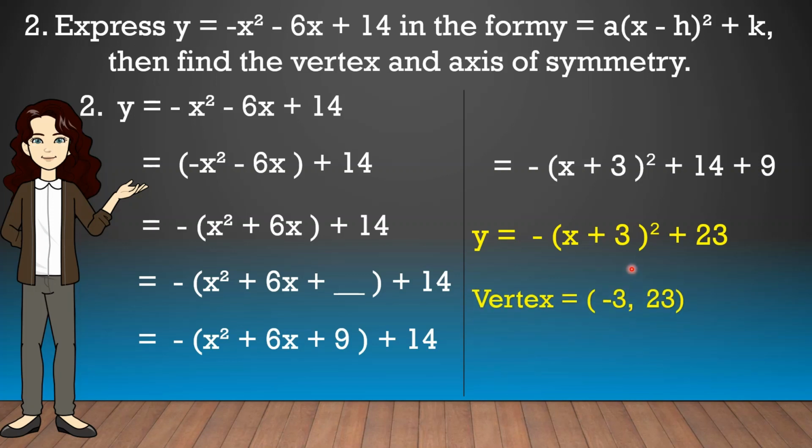Okay, our vertex. We have negative 3. Again, change the sign of the value of h. So we have negative 3 and our k is 23. So that's the vertex. And the axis of symmetry is x is equal to negative 3. So guys, this is the example of number 2. Okay, example number 3.